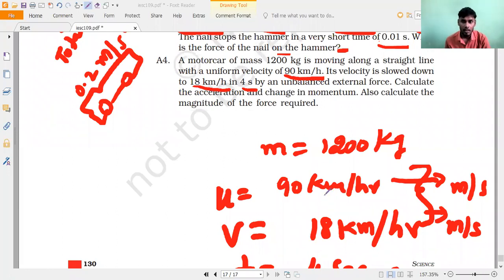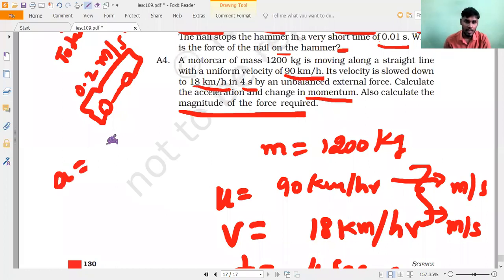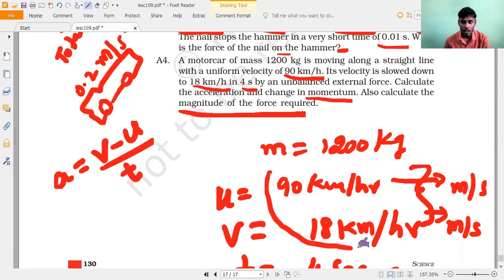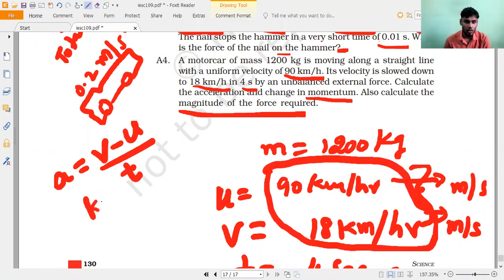If you have done that, then read what they are asking. Calculate the acceleration and the change in momentum. Both they are asking. Also calculate the magnitude of force. Three things we should calculate. First, calculate acceleration. How? Final velocity minus initial velocity, divided by time. But you have to convert these into meter per second. Kilometer per hour to meter per second, which unit? 5 by 18.